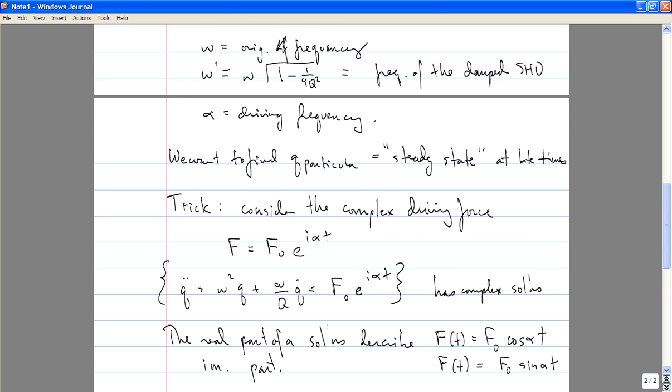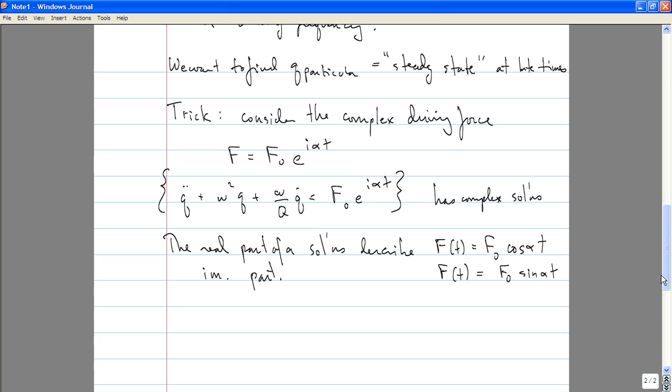Okay. So having done this, I would now like to make a very simple guess for the solution to this differential equation. The guess that I would like to make is that Q is equal to a constant, which may be complex, times e to the I alpha t. So remember, I'm looking for a complex solution to this differential equation, and only at the end of the day will I take its imaginary part to find the response with a sine alpha t driving force.